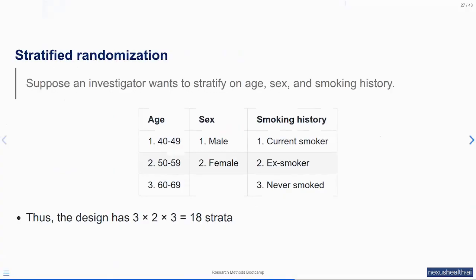Suppose an investigator wants to stratify on age, sex, and smoking history. If we were to look at the various groups within each of these variables, for example, in age we have 3 levels, for gender we have 2 levels, and for smoking history we have 3 levels. Thus, the design is going to have 18 strata, and we arrive at that by multiplying the different levels. So 3 times 2 times 3 gives us 18.